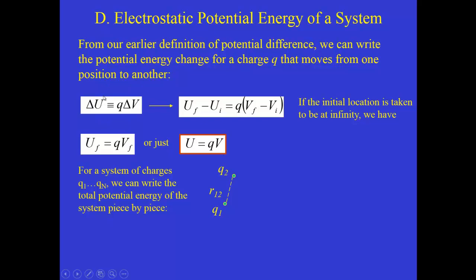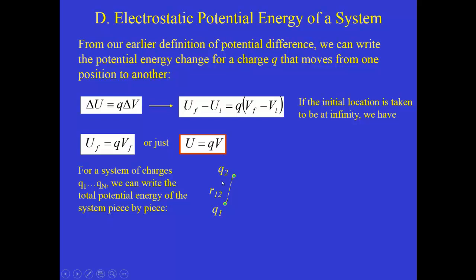Here's the definition of potential energy difference. U final minus U initial is Q times V final minus V initial. I said the initial position would be infinitely far away, where V initial is 0, and the potential energy is also 0 at that point. And so we just get U final is Q V final, or just U equals QV.